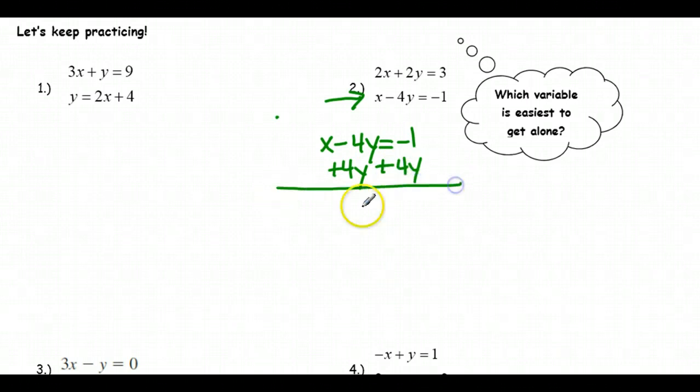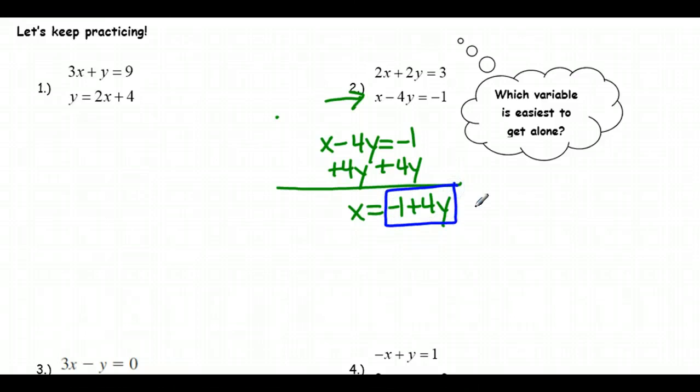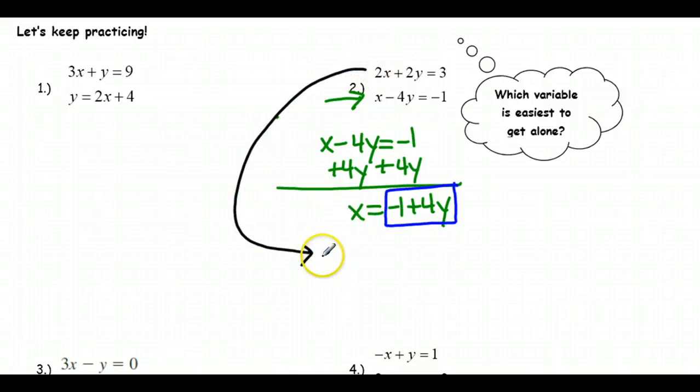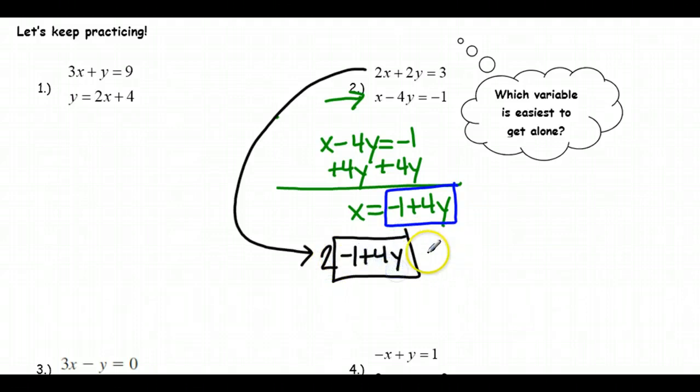And when we do that, we get x equals -1 plus 4y. So here I'm saying that the value of x is -1 plus 4y. We're going to take our other equation, which is 2 times x, which we now know is -1 plus 4y, plus 2y equals 3.